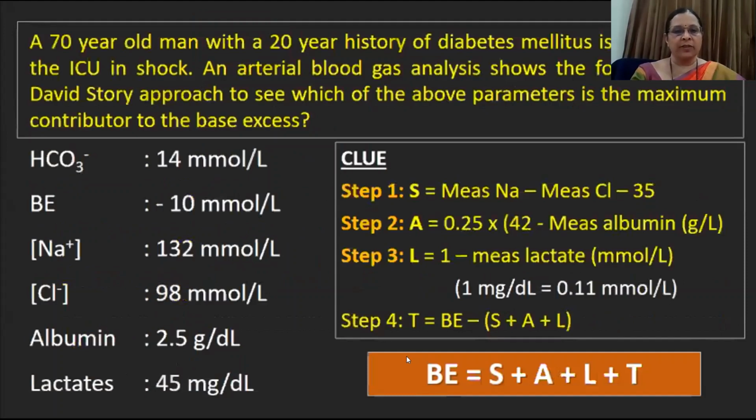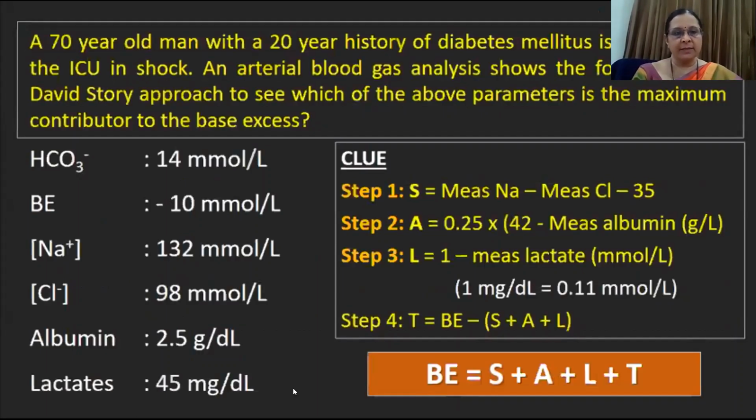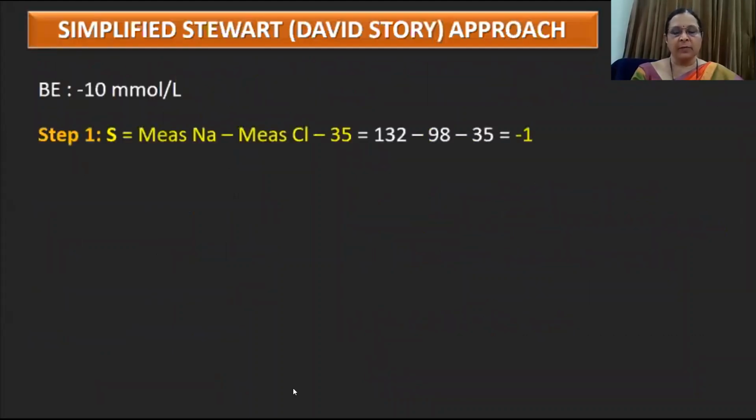So just to familiarize ourselves with this concept of David Story, let's look at this scenario. The same person in shock, almost the same numbers. Let's use David Story's approach to see how it looks. I'll do that for you. We have said the base excess is minus 10 millimoles per liter. We know that already. Now we will measure the sodium chloride effect: measured sodium minus measured chloride minus 35.